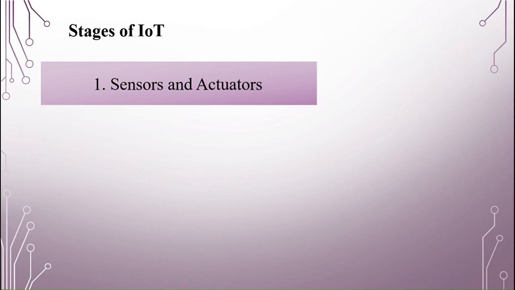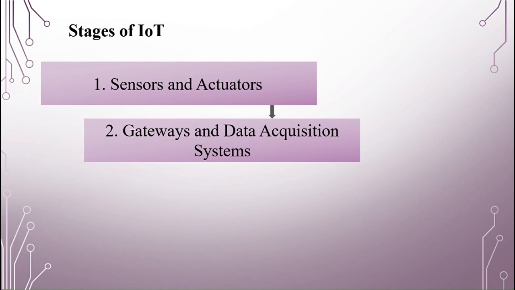So the next step is gateways and data acquisition system. In this stage, the data sent by the sensor is controlled by the data acquisition system and converted into digital format. Because the data which we are gathering is in analog format, and devices understand data in digital format, we want it in digital format.